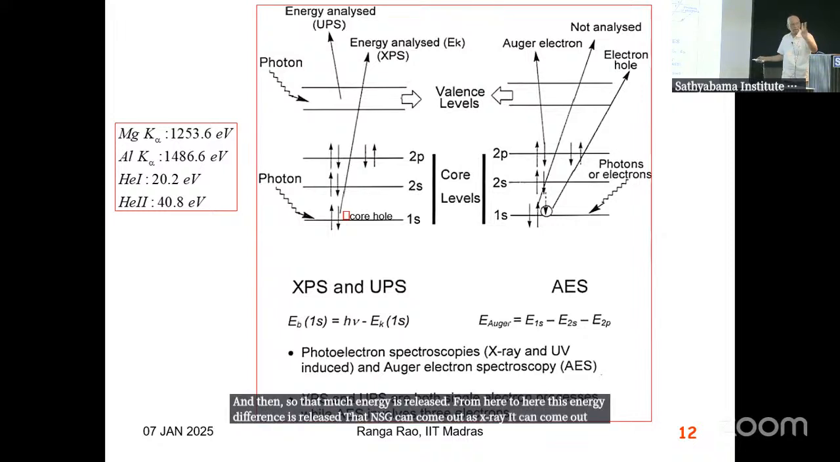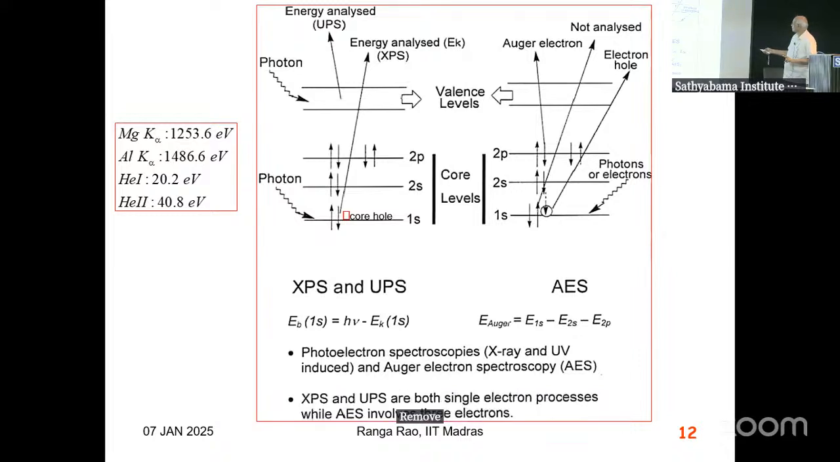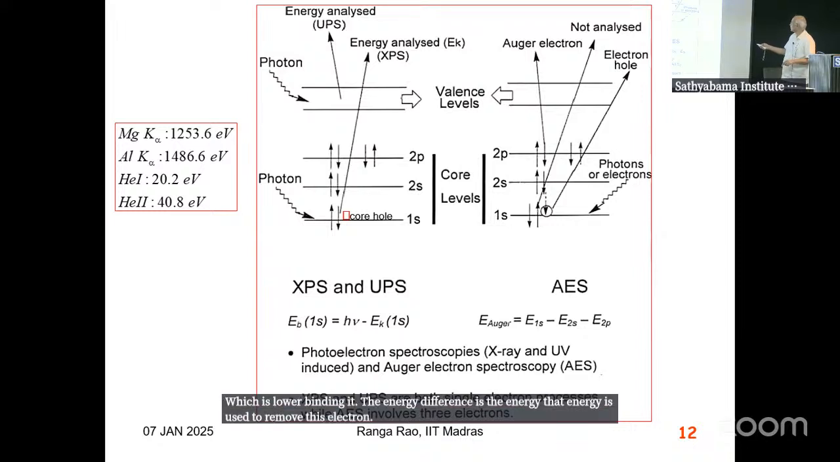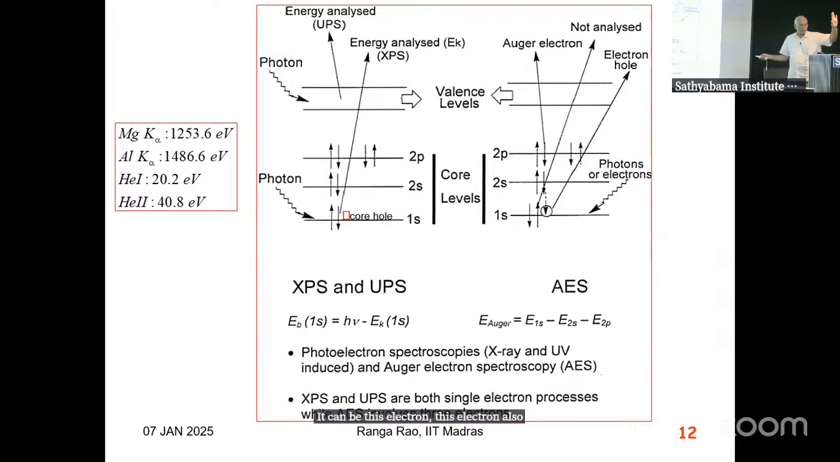That is one process. The second process is that the energy can be used to remove an electron from an energy level higher than that. Which one has a higher binding energy, this level or this level? This has higher binding energy, this has lower binding energy. That energy difference is used to remove this electron. It can be this electron also; I am just giving one example. There can be many levels here. So this electron is removed. This is called the Auger electron.